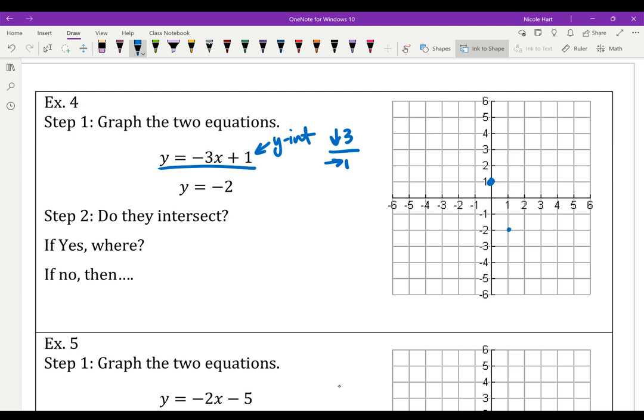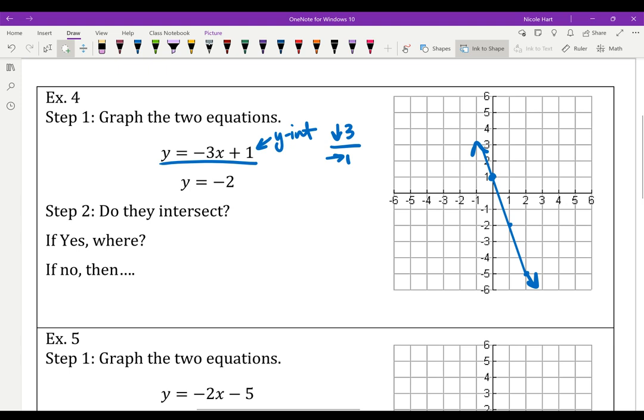Down 3, 1, 2, 3, and to the right 1. So I'm going to connect those points, myself a nice straight line, more or less. It's a little crooked. Let's see if I can fix that. There we go. That's a little bit better.